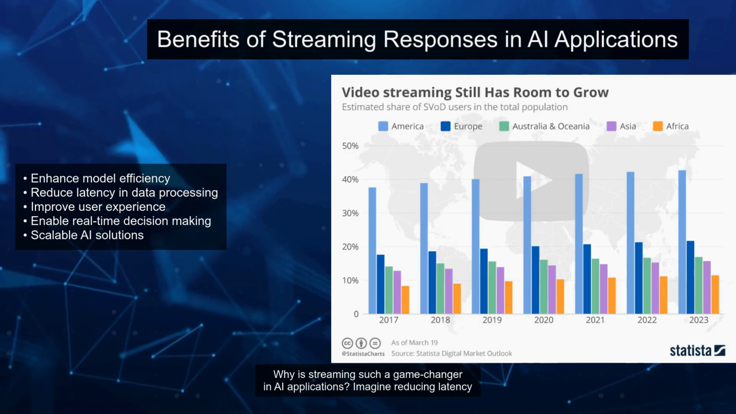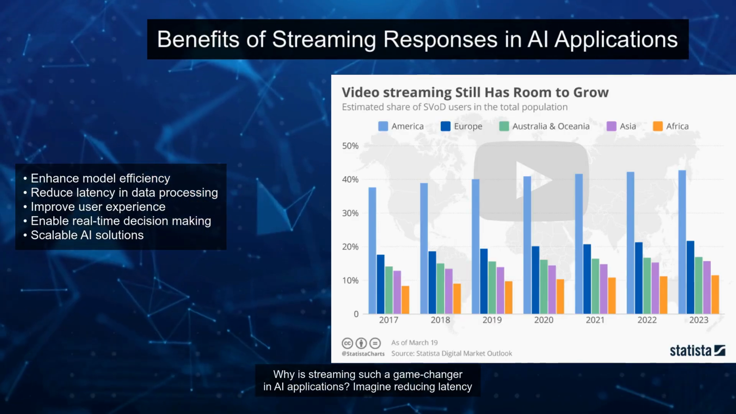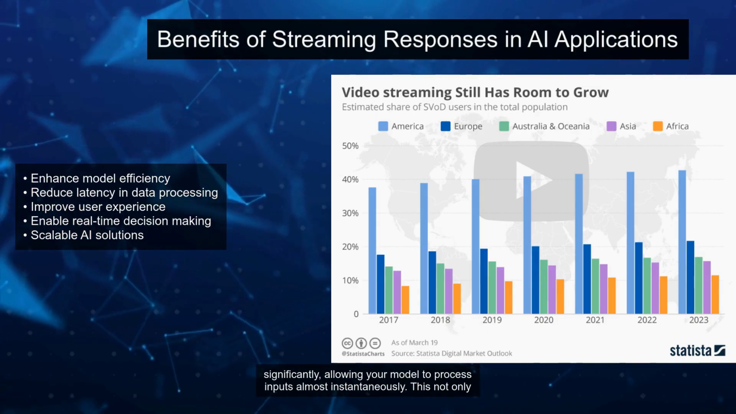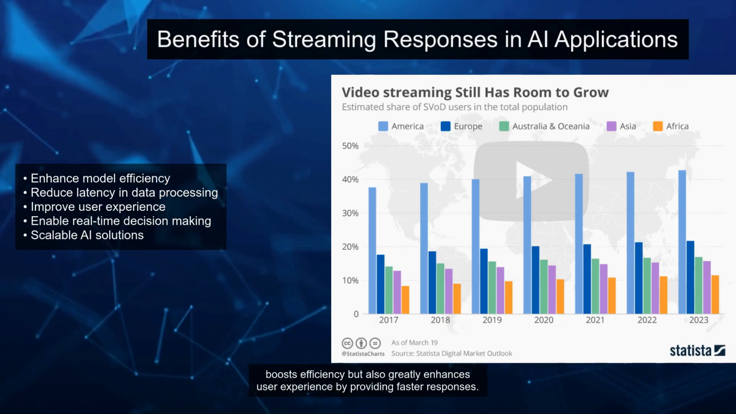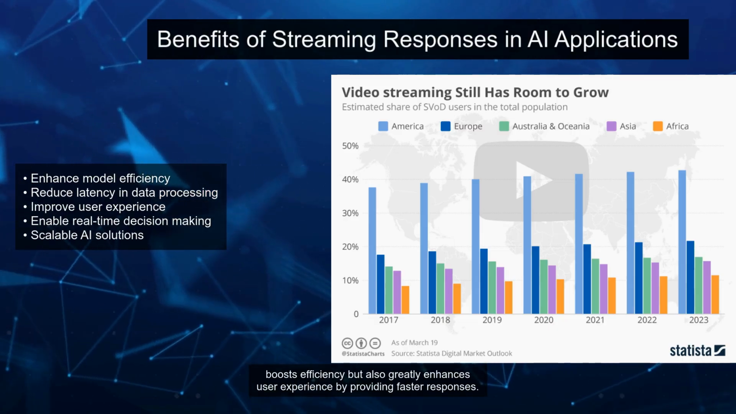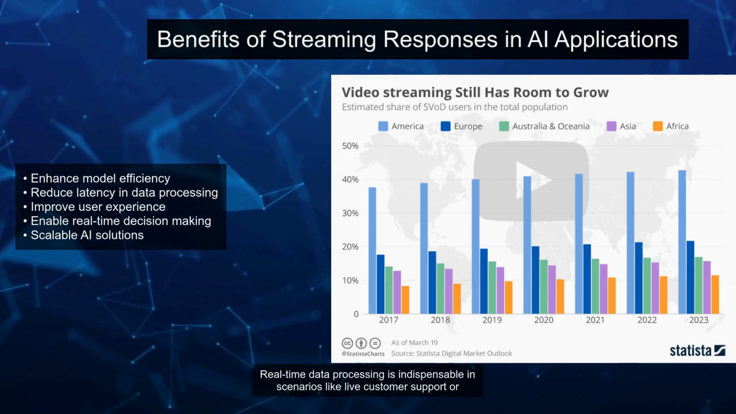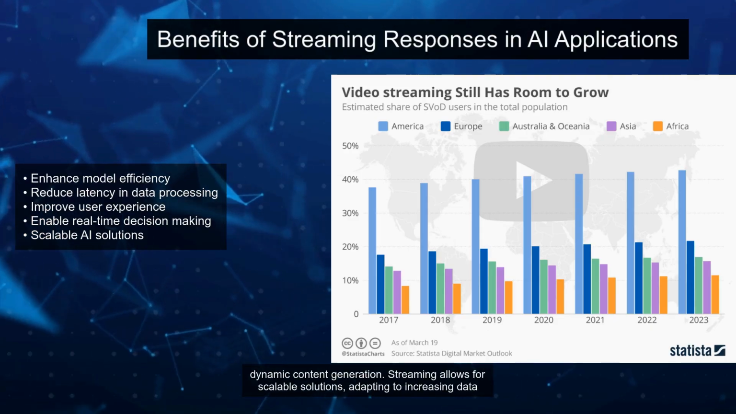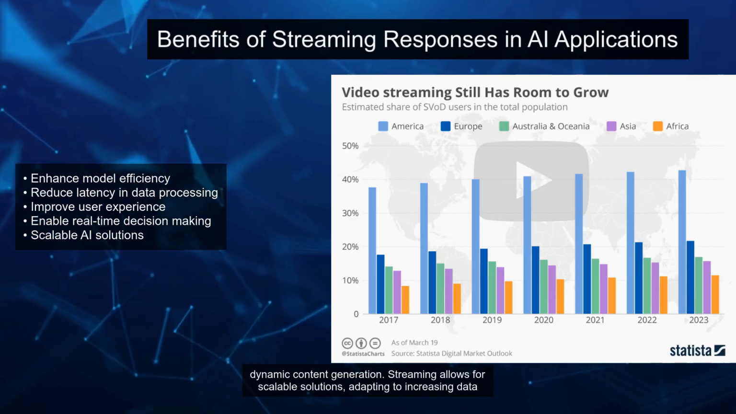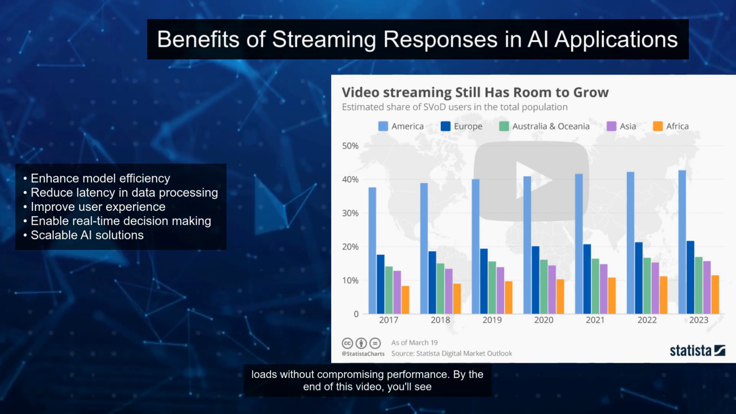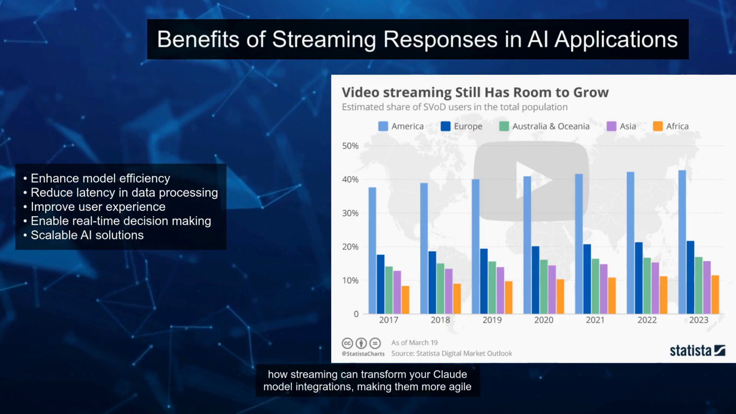Why is streaming such a game changer in AI applications? Imagine reducing latency significantly, allowing your model to process inputs almost instantaneously. This not only boosts efficiency but also greatly enhances user experience by providing faster responses. Real-time data processing is indispensable in scenarios like live customer support or dynamic content generation. Streaming allows for scalable solutions, adapting to increasing data loads without compromising performance.